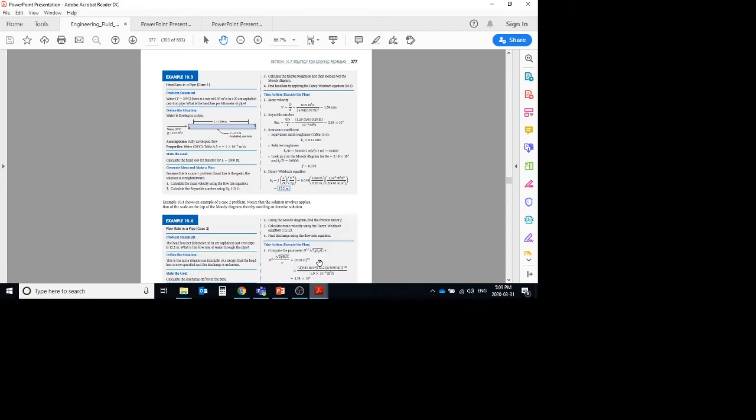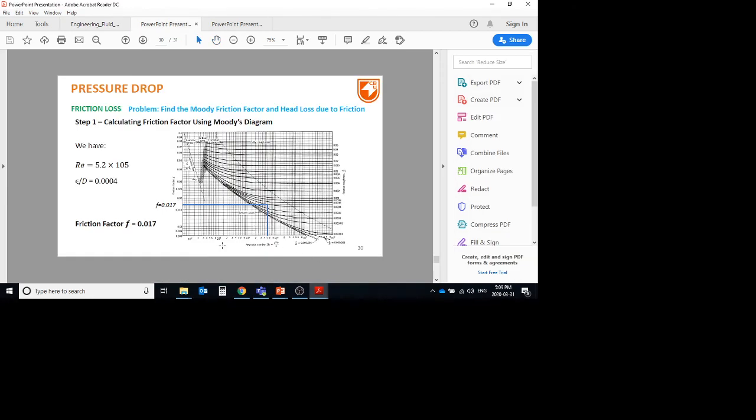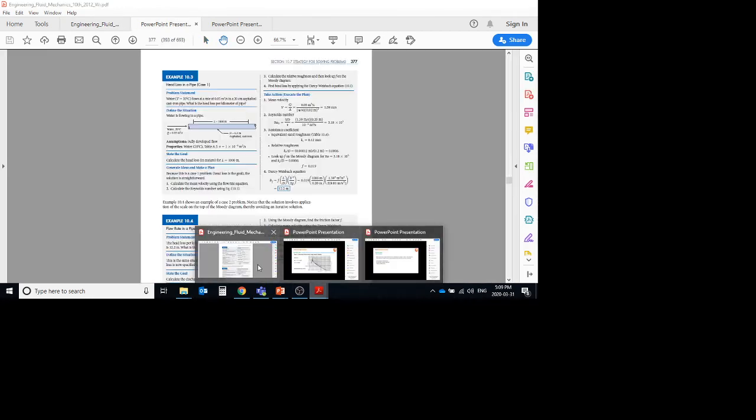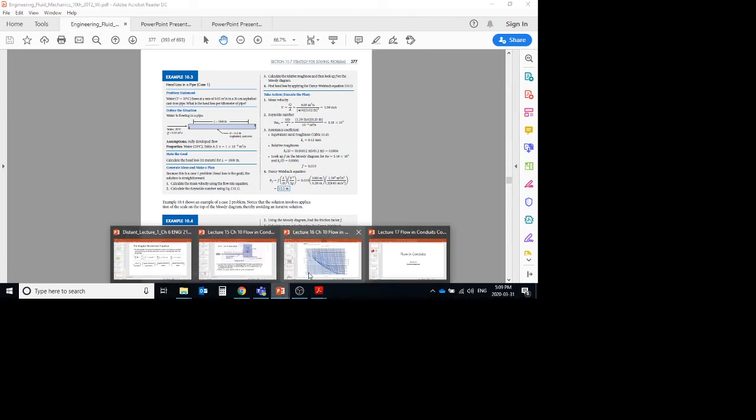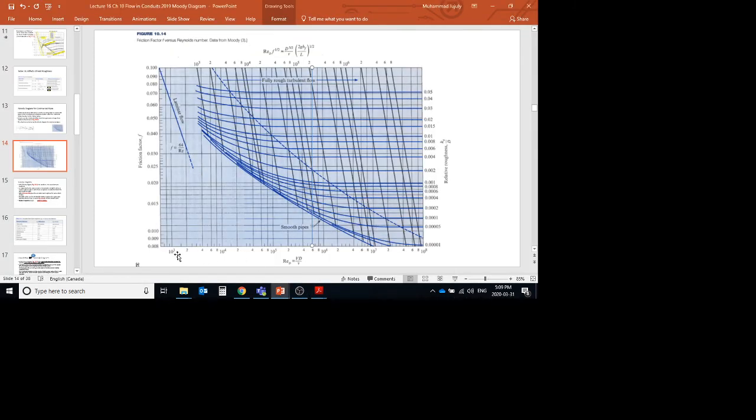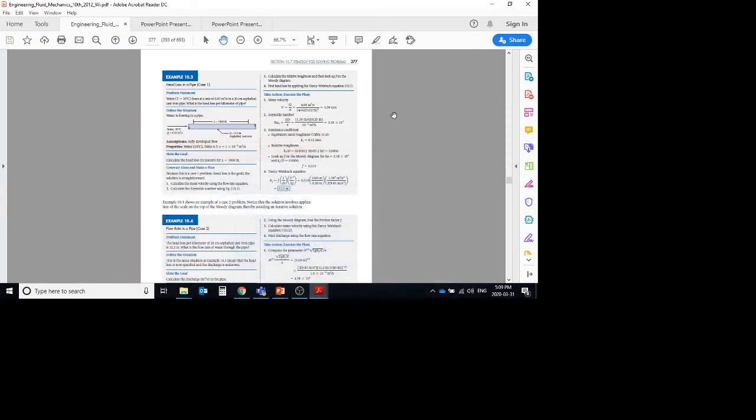So 3.18 times 10 to the power 5, that means nearly 3 here, and 0.0006 this one. So friction factor is nearly 0.02, or 0.019, and then you can just plug it in this formula and you can get the head loss.